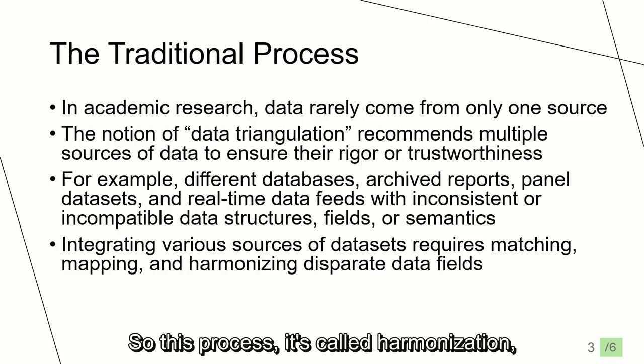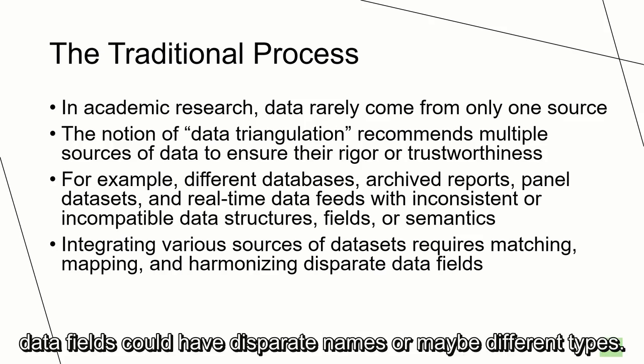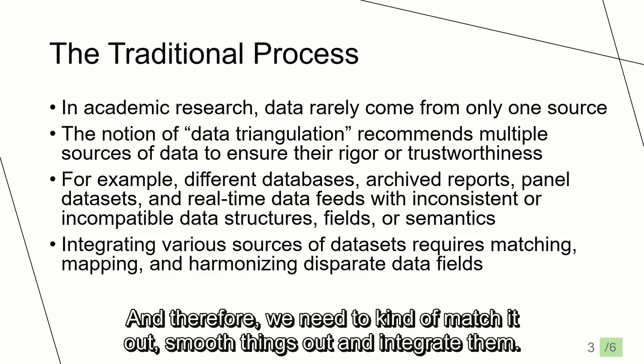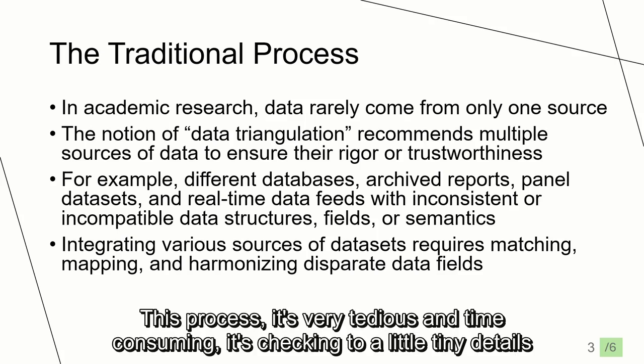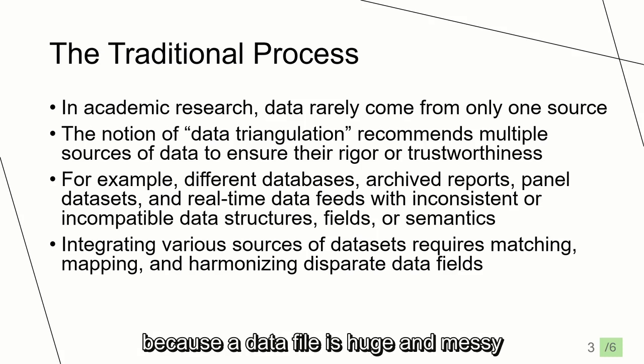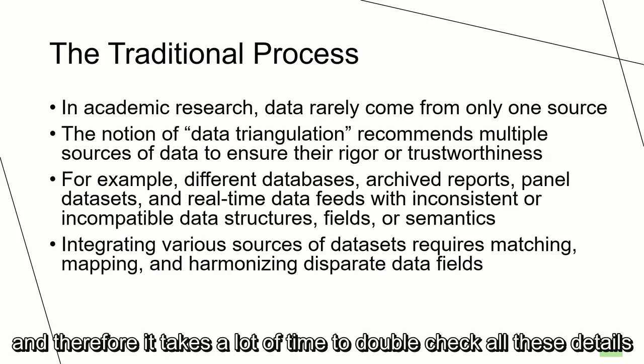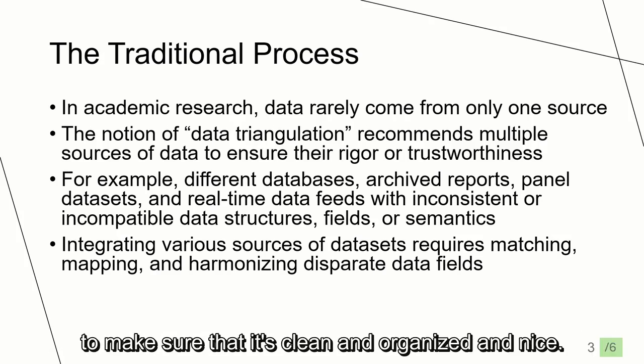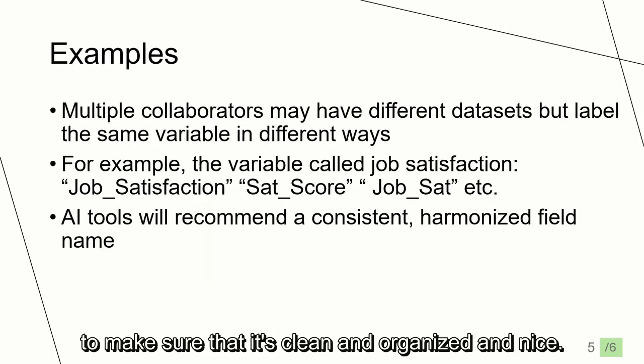This process is called harmonization. Data fields could have disparate names or different types, and therefore we need to match them, smooth things out, and integrate them. This process is very tedious and time consuming. It involves checking tiny details, because a data file is huge and messy, and it takes a lot of time to double check all these details to make sure it's clean and organized.